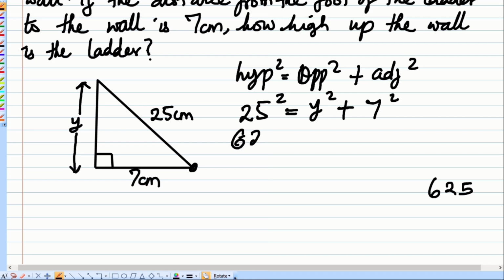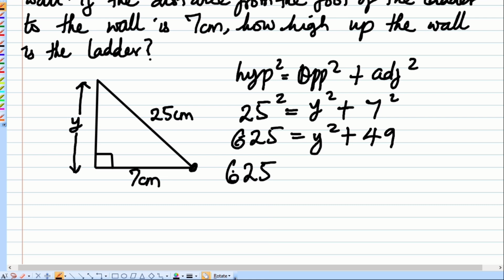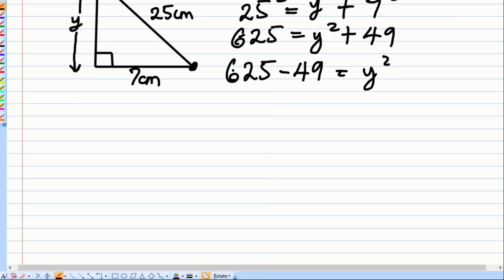So we have 625 equal to y squared plus 7 squared, which is 49. 7 times 7 is 49. So now we're going to collect like terms. So we're going to move 49 to the other side, since the like term is 625. So we have 625, and when 49 crosses, it becomes negative, equal to y squared. So 625 minus 49 is going to give us 576. So we have 576 equal to y squared.